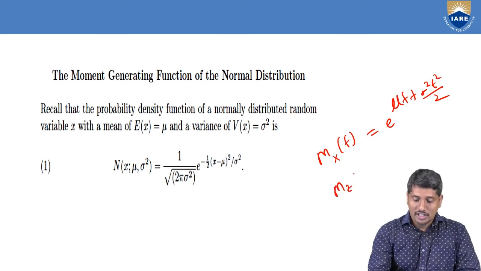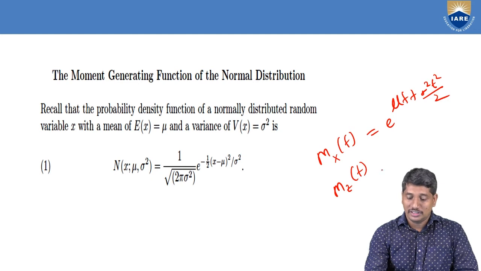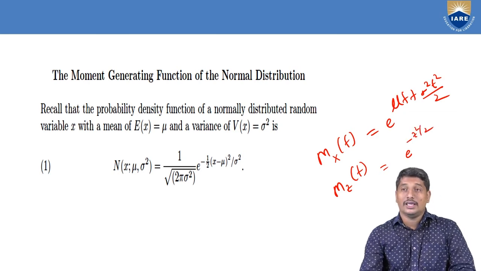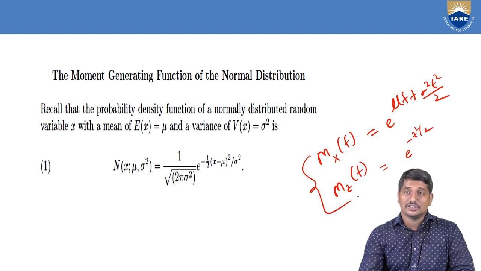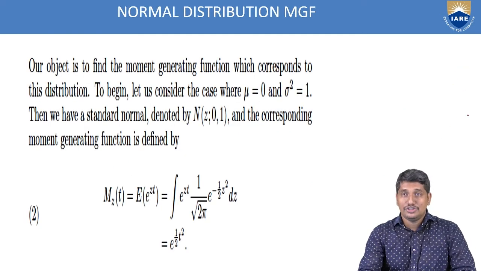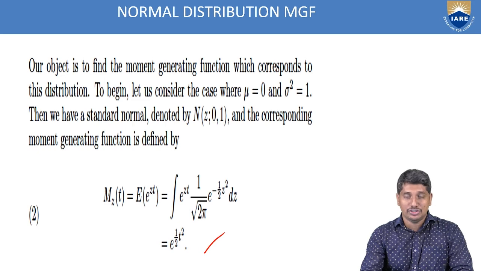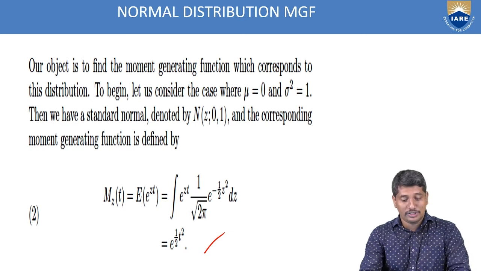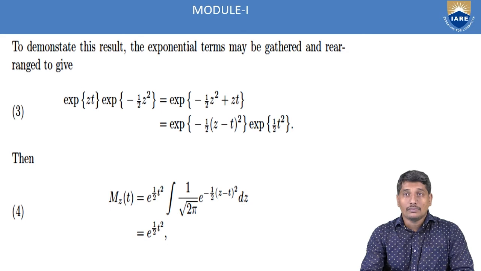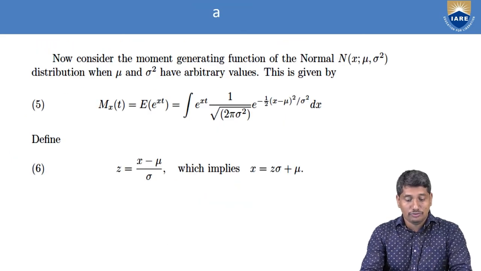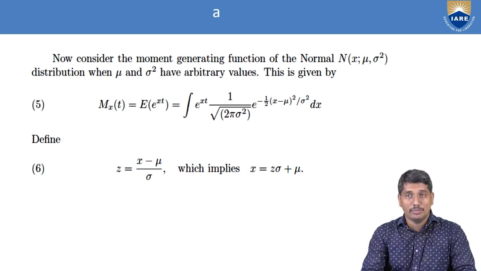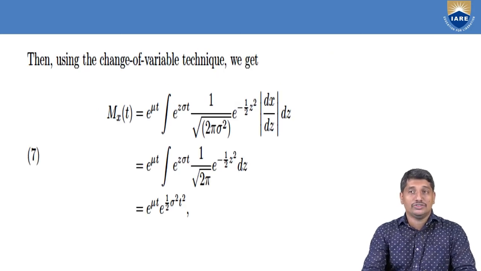Similarly, we can observe that the standard normal variate will have moment generating function e power minus z square by 2. Okay, so these are the moment generating functions of general normal variate and standard normal variate, which you could see here. This is the standard normal variate. You can use the same integration techniques which I have discussed now to establish this fact that the moment generating function of a standard normal variate is e power t square by 2. And by using that, we could also prove the moment generating function of the general normal variate: by using this replacement, we will get e power mu t into e power sigma square t square by 2.